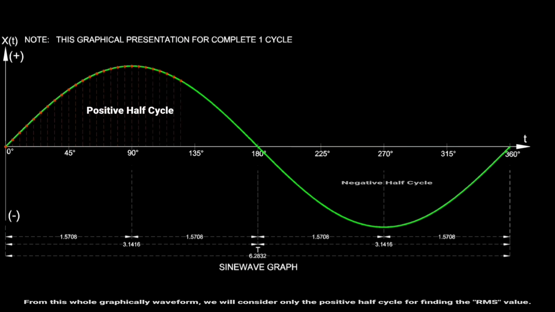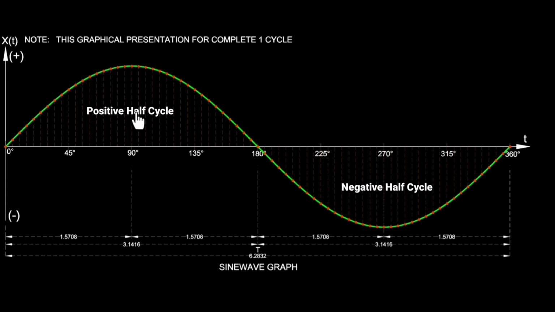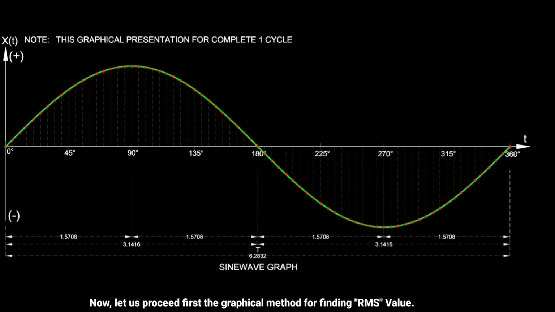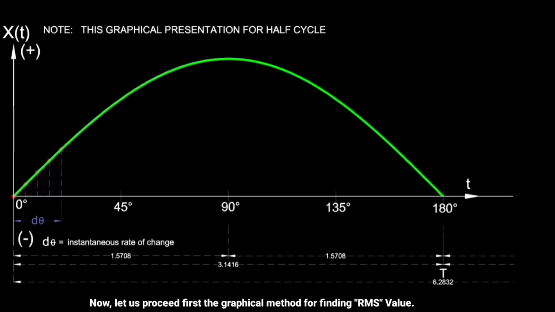From this whole waveform, we will consider only the positive half cycle for finding the RMS value, since these two halves are exactly similar sinusoidals. Now, let us proceed first with the graphical method for finding the RMS value.